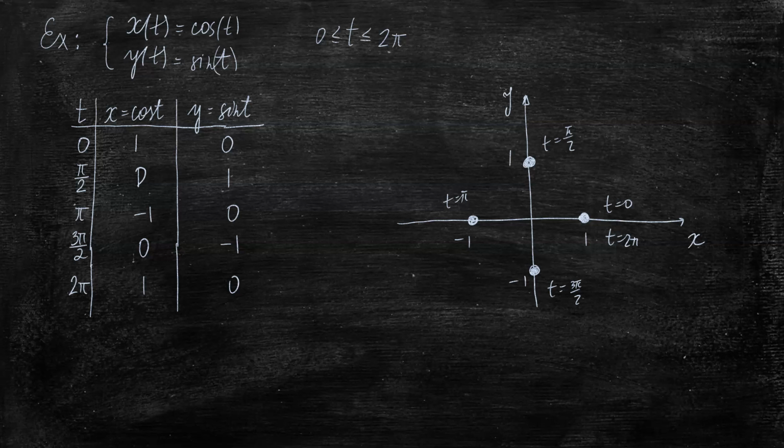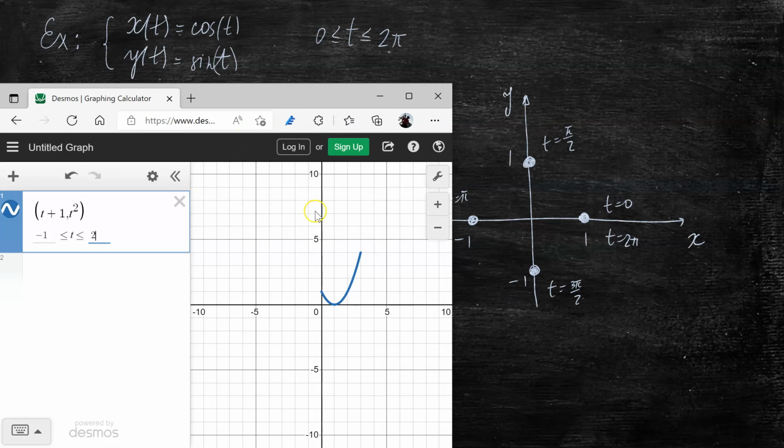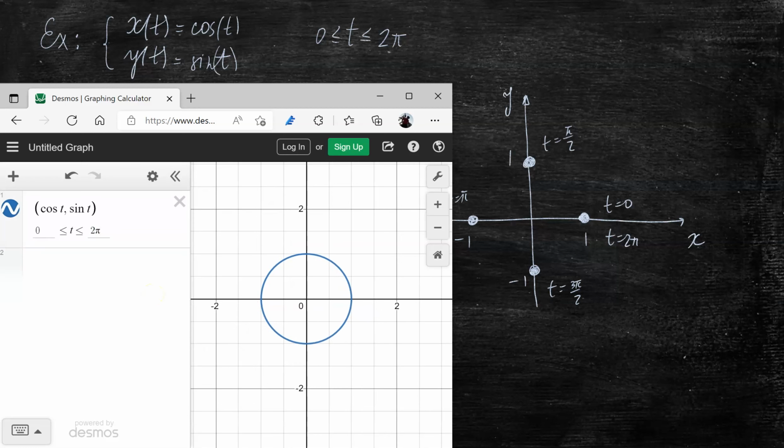However, what we have right now is not enough to conclude that it's a circle, because it could be maybe a rhombus or something like that. So we can also verify that it's a circle by using Desmos. Real quick. And it does look like a circle. Yes, it is.